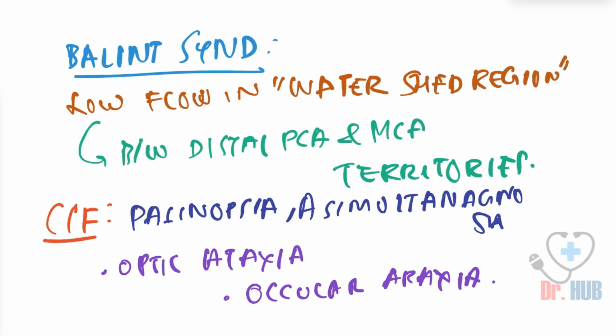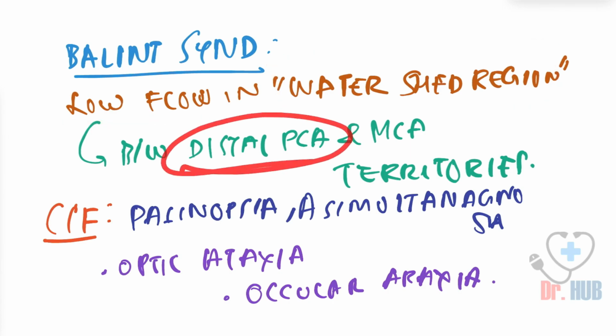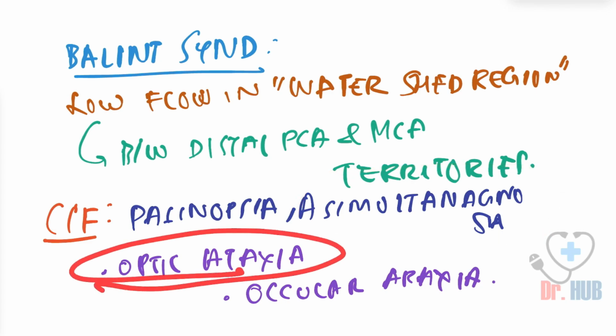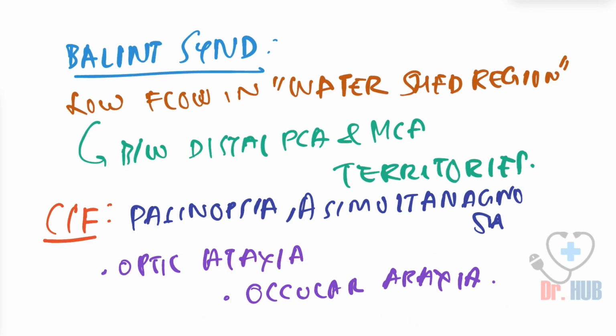Just to recap, we saw the Balint syndrome. There is low flow in the watershed region, between the distal PCA and the MCA territories. The clinical features are palinopsia, simultanagnosia, optic ataxia and ocular apraxia.